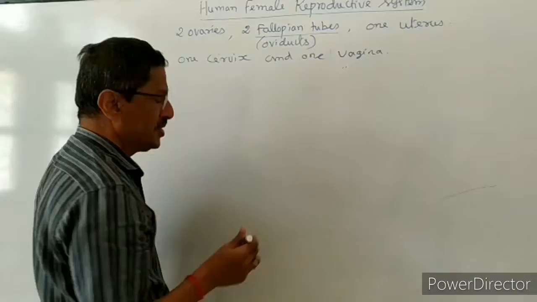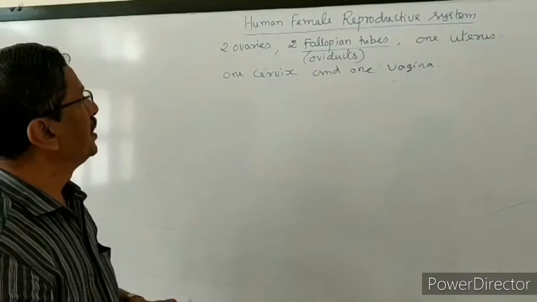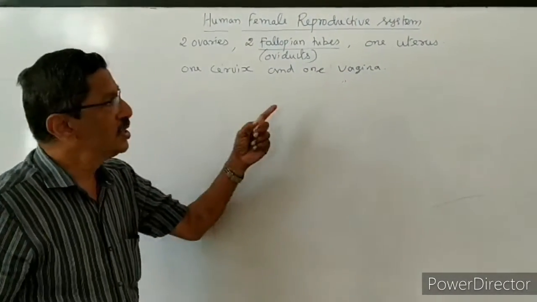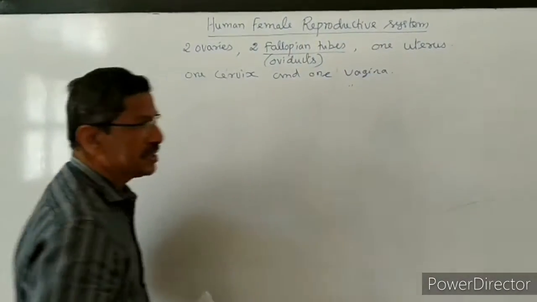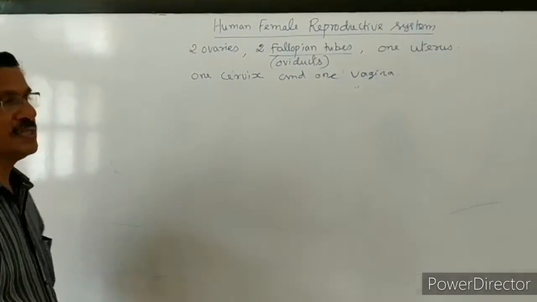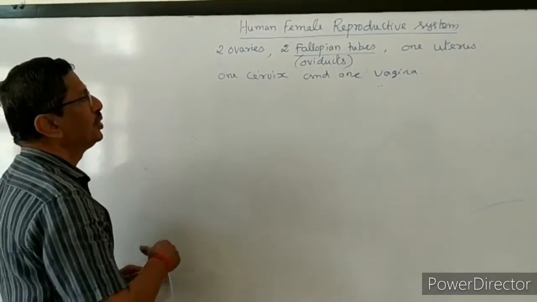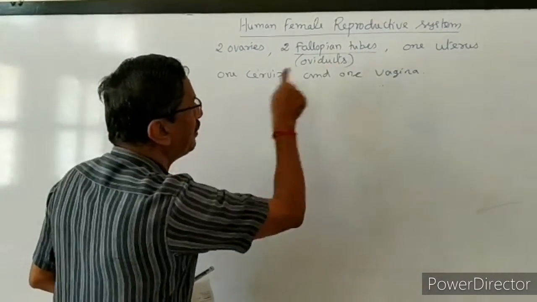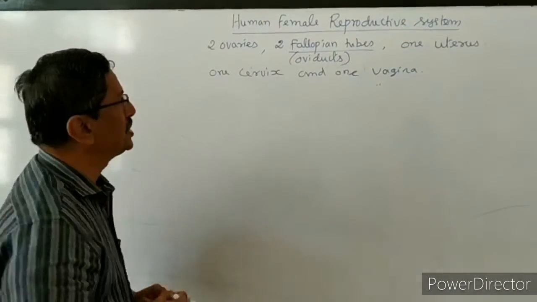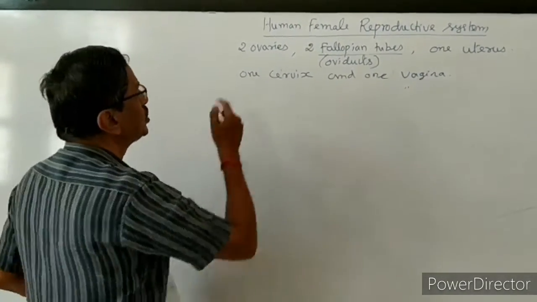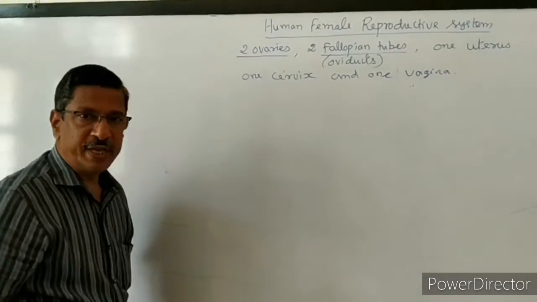Vagina is the last part of the female reproductive system. These are all the various organs which join together to form the female reproductive system, a group of organs. Now in this topic we are going to study each and every organ, its location, structure and functions. Everything we are going to study. So first we will take up the ovaries.